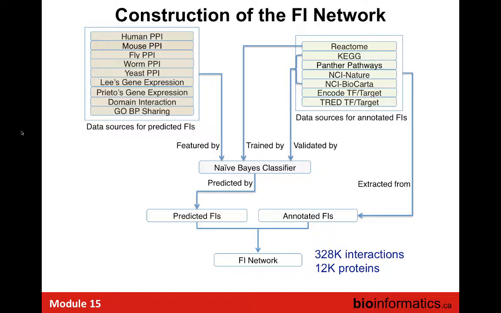There may be some that do actually occur within the cell. Some could be artifacts and such. So the naive Bayesian classifier tries to identify the probability that a particular interaction is actually true, that it will actually occur in the cell. So we combine these two data sets and we're left with a series of 328,000 interactions, consisting of about 12,000 proteins in the cell. That's just about 60%, I think, of the human gene coverage.